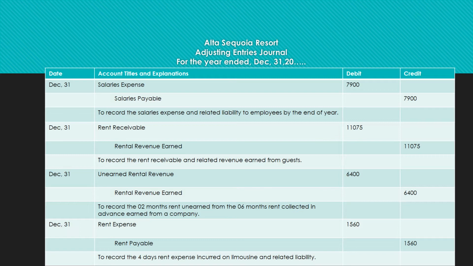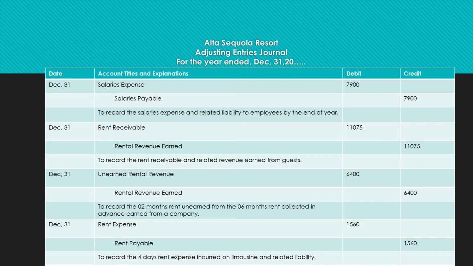So here the revenue is rent revenue. So what is receivable? Rent is receivable. So the first title of account in this transaction will be rent receivable. It will be recorded on the debit side because rent receivable is an asset. Increase in assets is recorded by debit. So we will debit 11,075, and another title of account is rental revenue earned. Increase in revenue is recorded by credit. So we will credit rental revenue earned 11,075. That's all about transaction B.